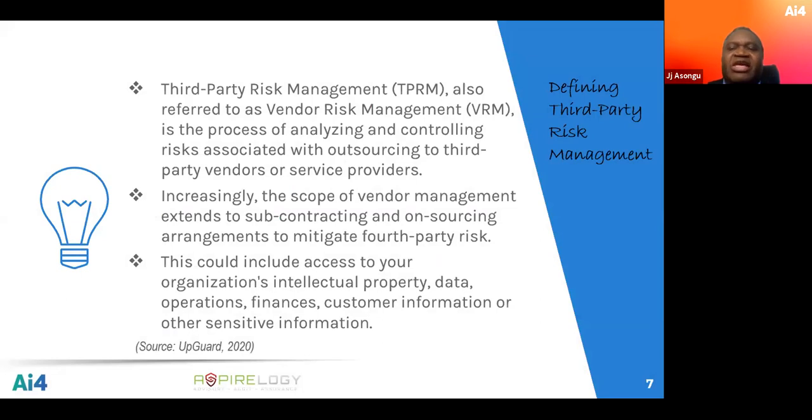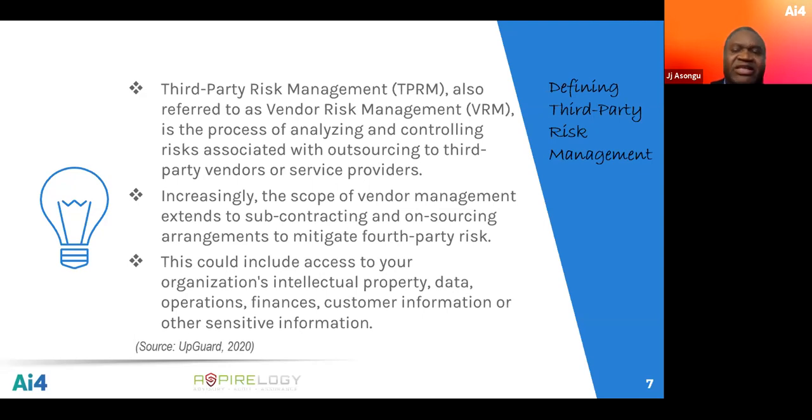Now, again, in order to understand how to use AI in third-party risk management, it is important to understand what third-party risk management is all about. Third-party risk management is also referred to as vendor risk management, and it is a process of analyzing and controlling risk associated with outsourcing to third-party vendors or service providers. Increasingly, the scope of vendor management is extending to subcontracting and on-sourcing arrangements to mitigate third-party risk.